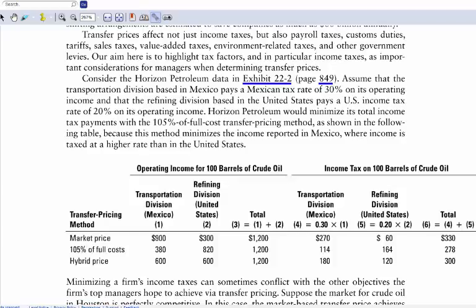Again, these tax implications on this intermediate product and the transfer between the two subunits is going to change that decision.